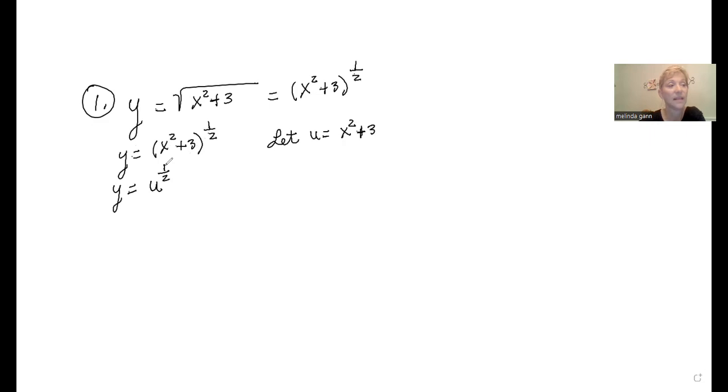Okay. Then it says use the chain rule. Now, what do I mean by that? Well, the chain rule remembers this. The derivative of y with respect to x. Remember, this was a y function with x as your variable. Is the derivative of y with respect to u times the derivative of u with respect to x.